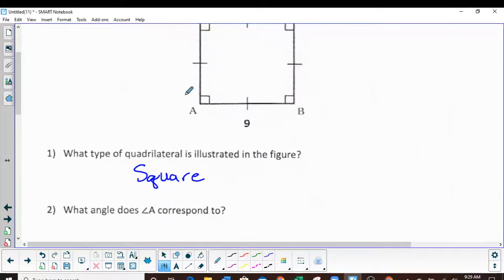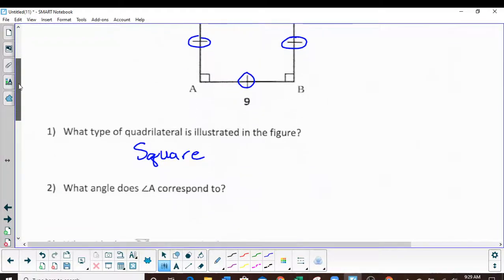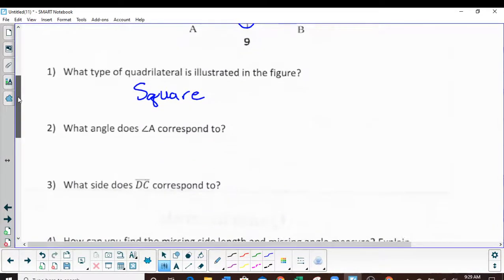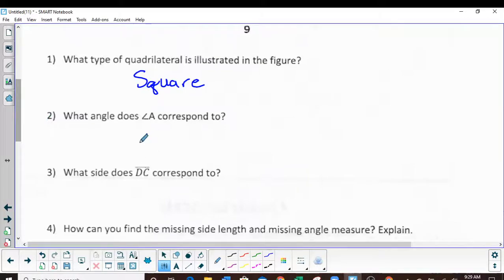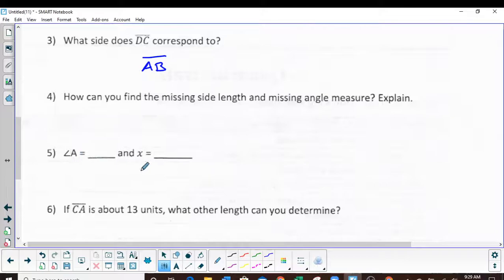And here's the marks I was talking about. These things right here, since there's one on each side, all those four right there mean that all four sides are congruent or equal. Okay? And when you see those, you know that all four sides are going to be the same. It says, what angle does angle A correspond to? If you look at it, it's angle C. Then it says, what side does line segment DC correspond to? Line segment AB.